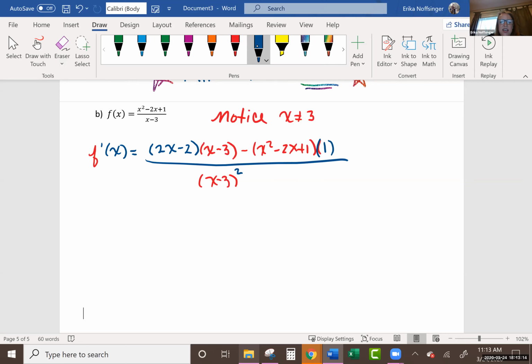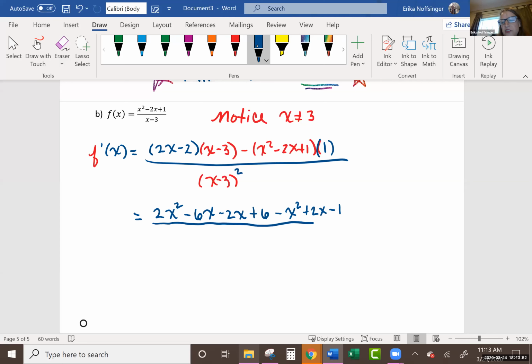Okay, so looking at that, I need to clean it up to figure out when is that equal to 0. So I'm going to expand by distributing 2x minus 2, that quantity, to x minus 3. And so 2x times x gives me 2x squared. 2x times negative 3 gives me minus 6x. And then negative 2 times x is negative 2x. Negative 2 times negative 3 gives me plus 6. And now we need to distribute that negative outside of the parentheses in the numerator. And so distributing the negative, we get negative x squared plus 2x minus 1 all over the denominator squared.